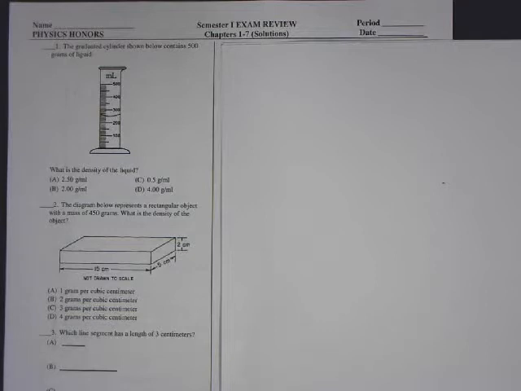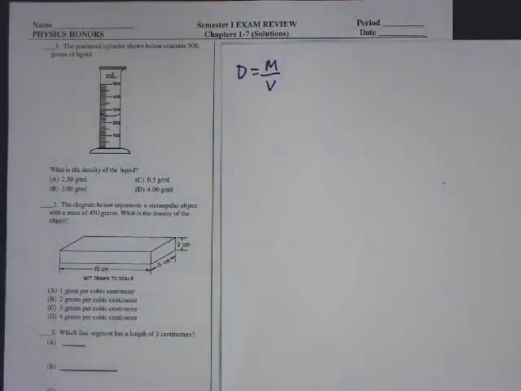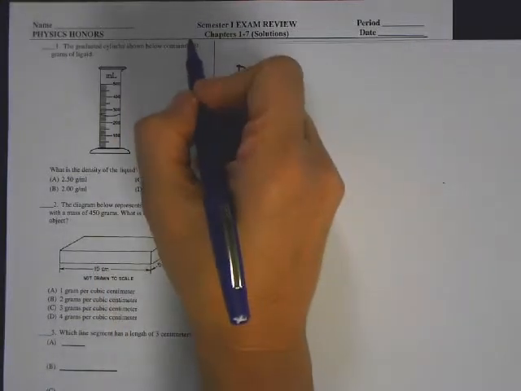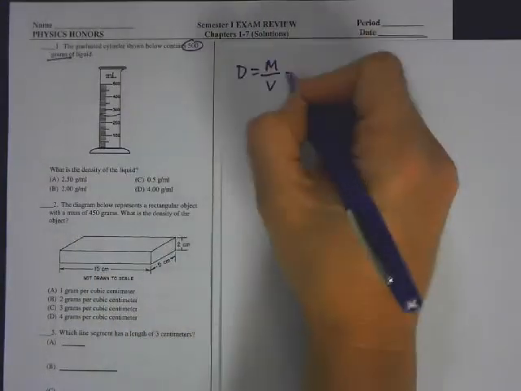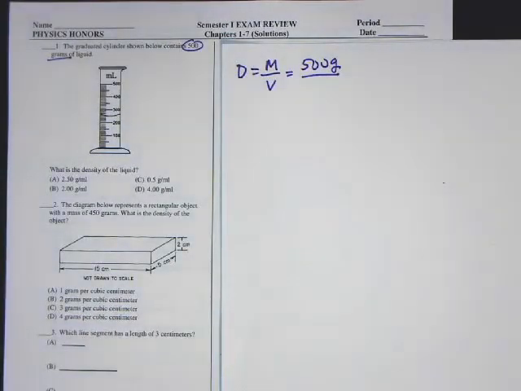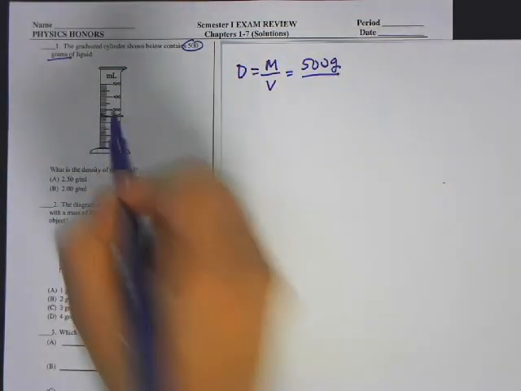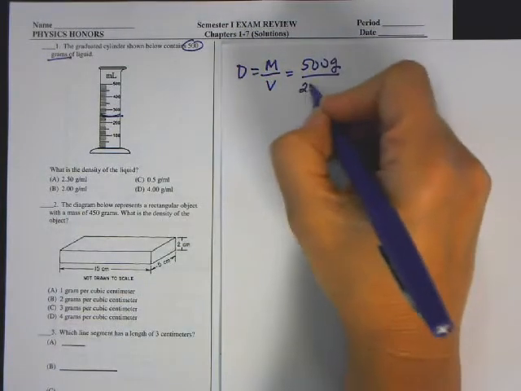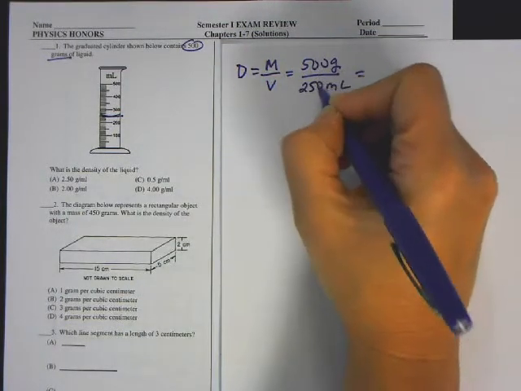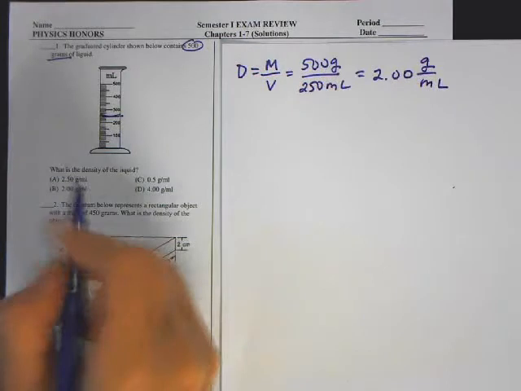The graduated cylinder shown below contains 500 grams of a liquid. What is the density? So the first thing I'm going to say to myself is density is mass divided by volume. Now, they tell me that the mass is 500 grams, so I already know that. Now, for the volume, it's not given. What I need to do is read the graduated cylinder. So when I read the graduated cylinder, this is 250 milliliters. So 500 divided by 250 is 2, so it's 2 grams per milliliter. So it's choice B.